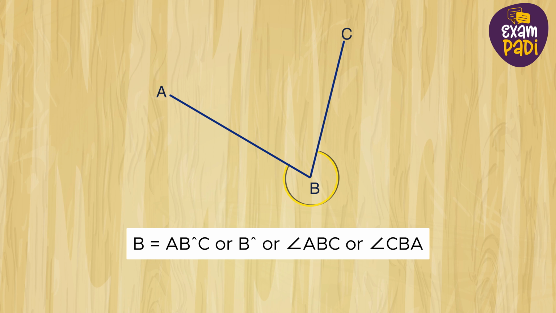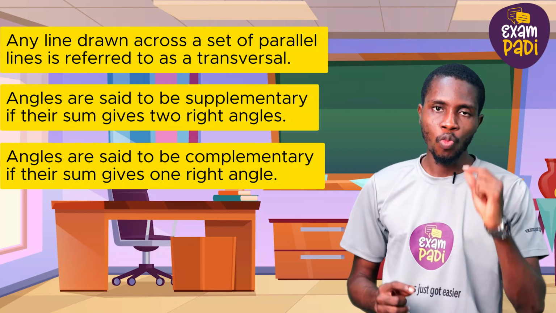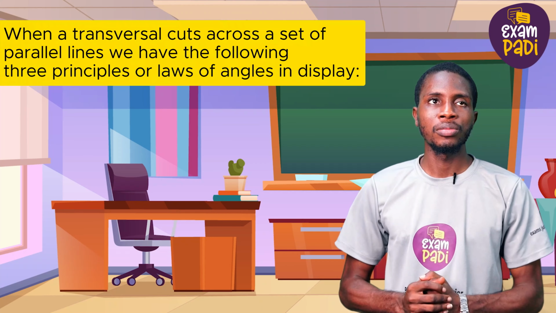Any line drawn across a set of parallel lines is referred to as a transversal. Angles are said to be supplementary if their sum gives two right angles. Angles are said to be complementary if their sum gives one right angle.